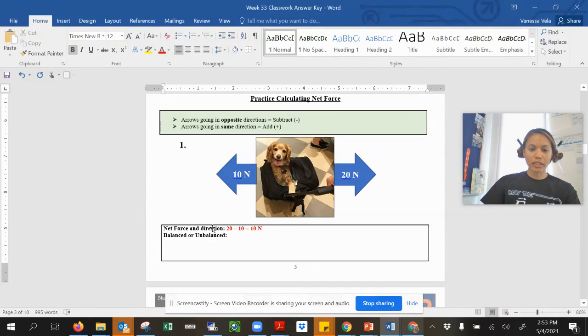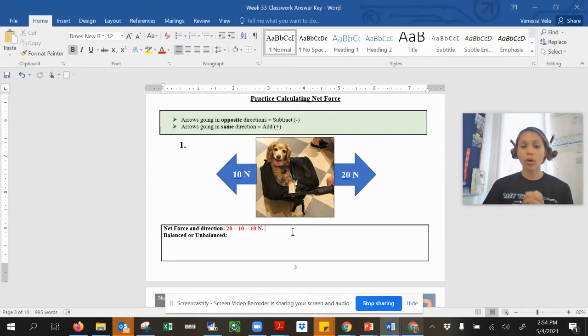Now, when it says direction, it's asking where is Lily going to go? Is Lily going to go toward the left or toward this arrow or toward this arrow? The easiest thing to remember is that an object with unbalanced forces will always move toward the arrow with the greater force. It will always move toward the arrow with the greater force. So you can stop and write this down somewhere on your packet.